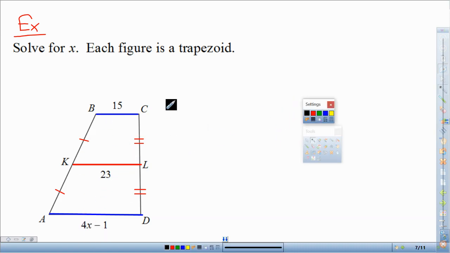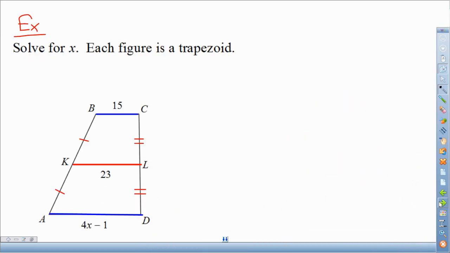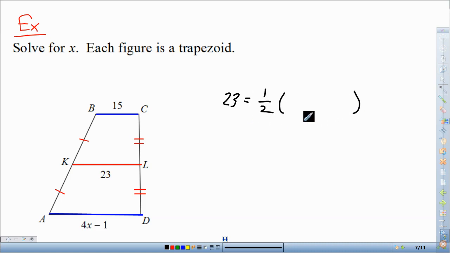Let's write out our formula real quick. By the way, in our formula, we use MN as the generic name of a mid segment. That's not always the name of your mid segment. On this one, the name of my mid segment is KL. So let's just plug our numbers in. Here's what we know. Our mid segment, 23, equals 1/2 of our two bases added together.